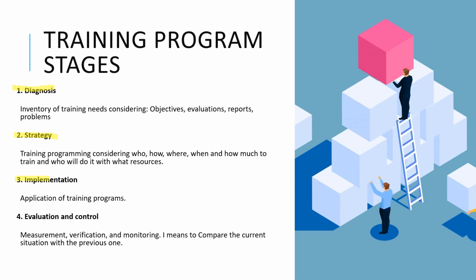The third stage is the implementation, which is the application of the training programs. And finally, we have the fourth stage, which is the evaluation and control, which means the measurement, verification, and monitoring of the results. It means to compare the current situation with the previous one.